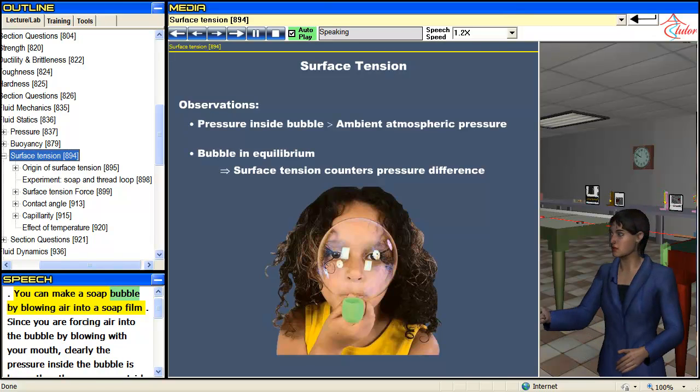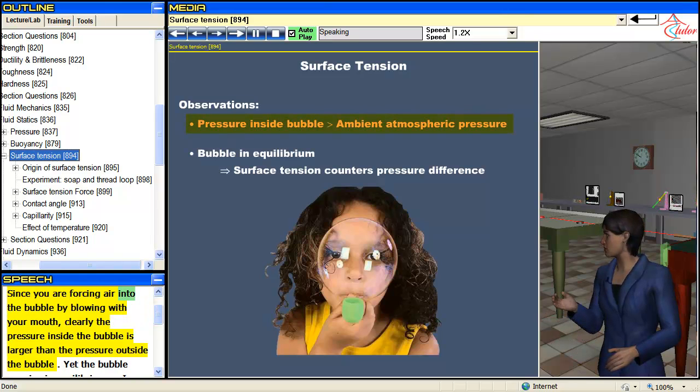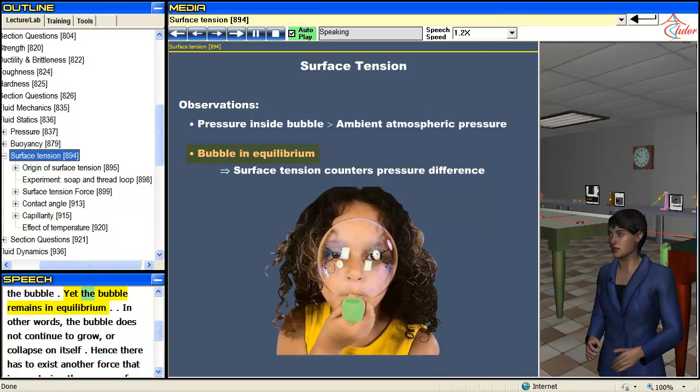You can make a soap bubble by blowing air into a soap film. Since you are forcing air into the bubble by blowing with your mouth, clearly the pressure inside the bubble is larger than the pressure outside the bubble. Yet the bubble remains in equilibrium.